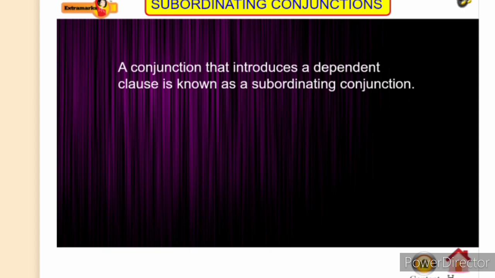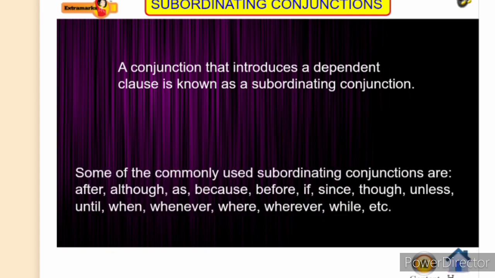Subordinating conjunctions: a conjunction that introduces a dependent clause is known as a subordinating conjunction. Some of the commonly used subordinating conjunctions are after, although, as, because, before, if, since, though, unless, until, when, whenever, where, wherever, while, etc.